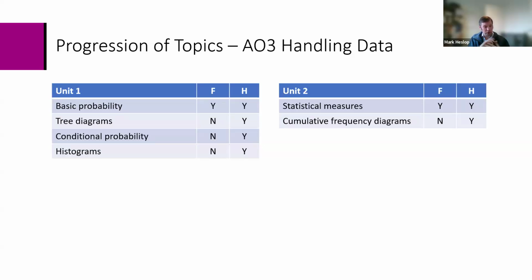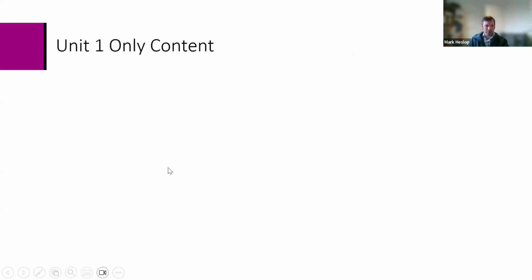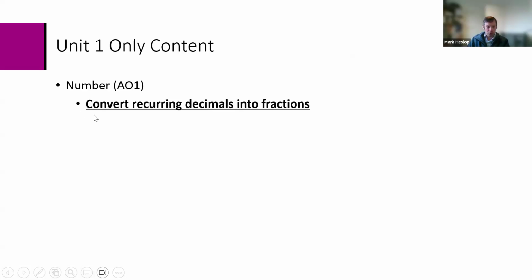Probability is one of those questions. I'll show you a full list in a second. Okay, Unit 1 content. There we go, from AO1. Higher tier topics are underlined here. So converting recurring decimals into fractions is definitely only a Unit 1 topic. They do not need to re-revise this for Unit 2.